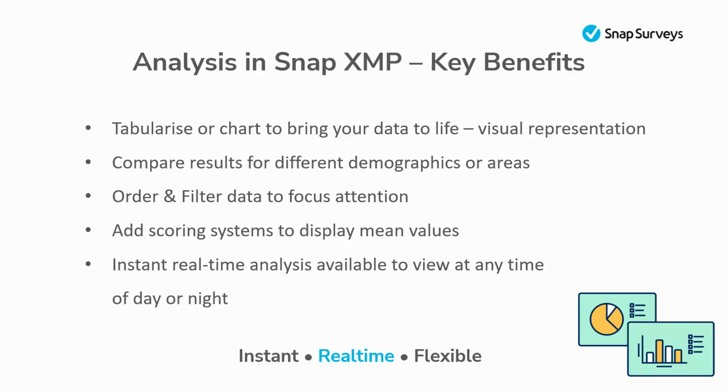In short, we can tabularize and chart this data, pointing people to the key information. We can use tables and charts to compare results from different areas or different demographics, ordering the data to make it easier to read, and also filtering in or out key areas of focus. With Snap, we can add scoring systems to our questions, which is particularly useful if you have rating type questions. This allows us to display a mean or average score across different question sets and sectors.